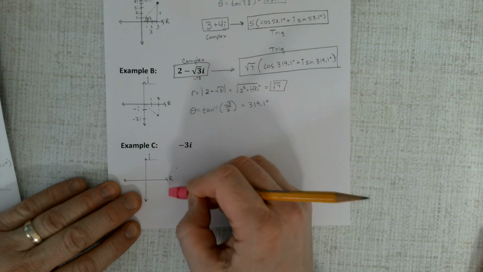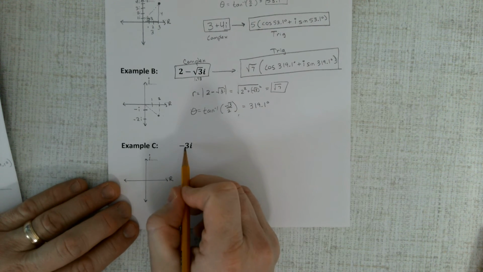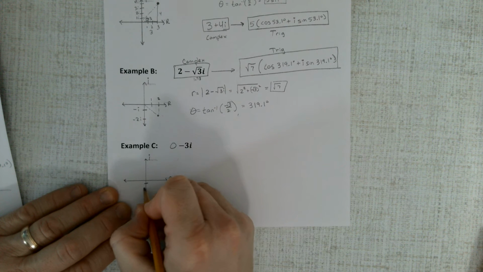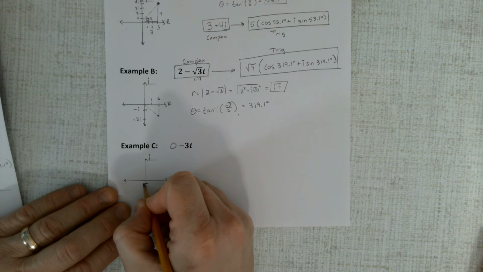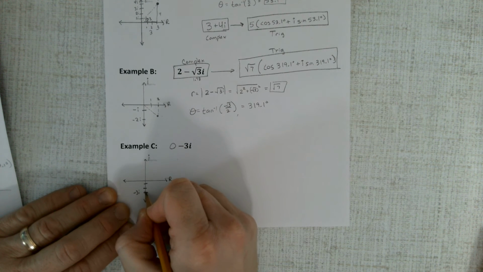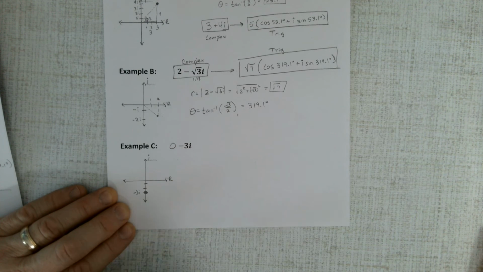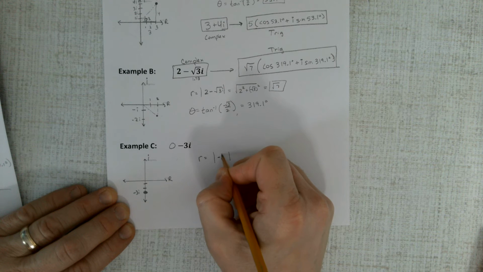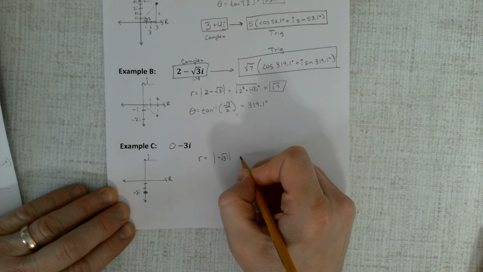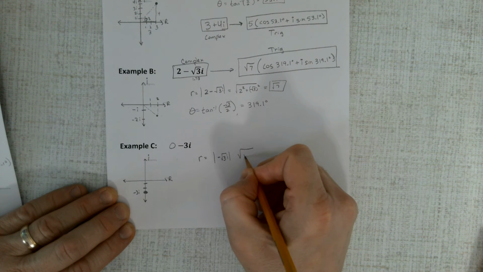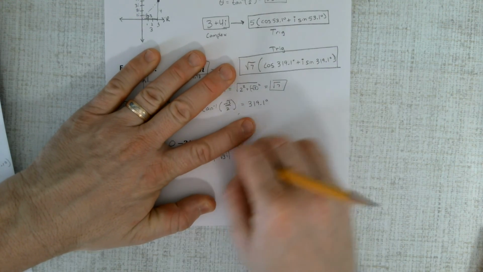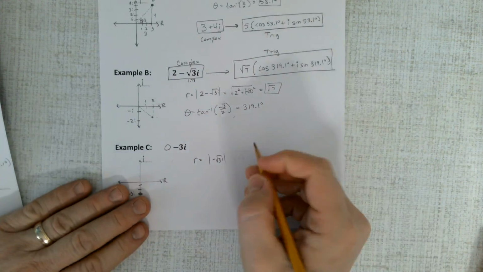Here's my imaginary number, negative 3i. Let's put a 0 there. 0 on the real, and negative 3i down here. There's my point. Magnitude. Well, magnitude is the absolute value of that. And how do I do that? Well, I take the square root of it squared. Sorry, I square it.